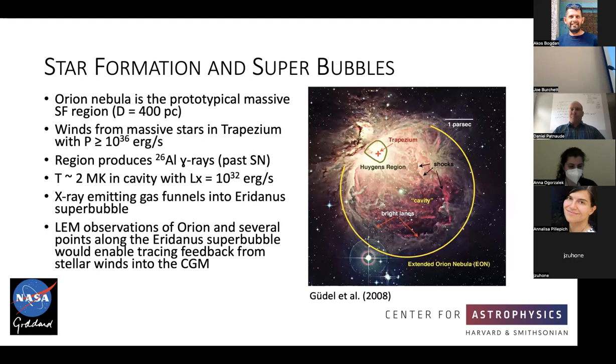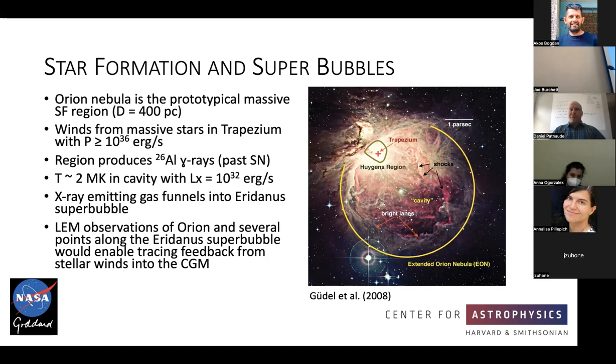This is a prototypical stellar nursery, the Orion Nebula. It's got massive stars in the Trapezium with mechanical luminosities in excess of 10 to the 36 ergs per second. We know that there's past supernova activity because there's a presence of radioactive aluminum. Now there's a hot cavity with a luminosity of 10 to the 32 ergs per second.